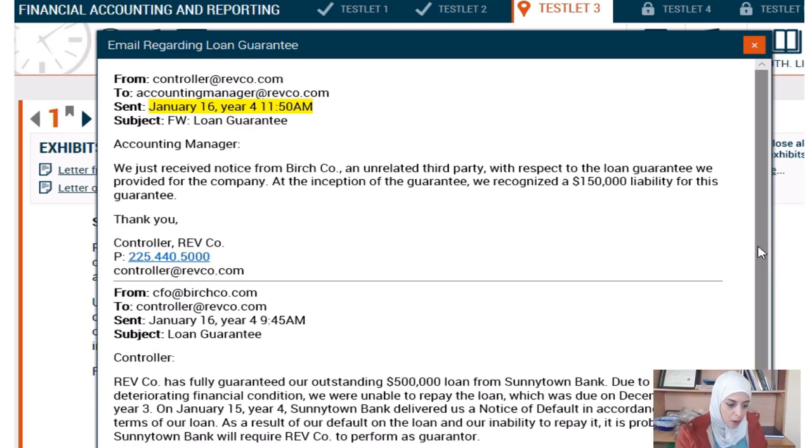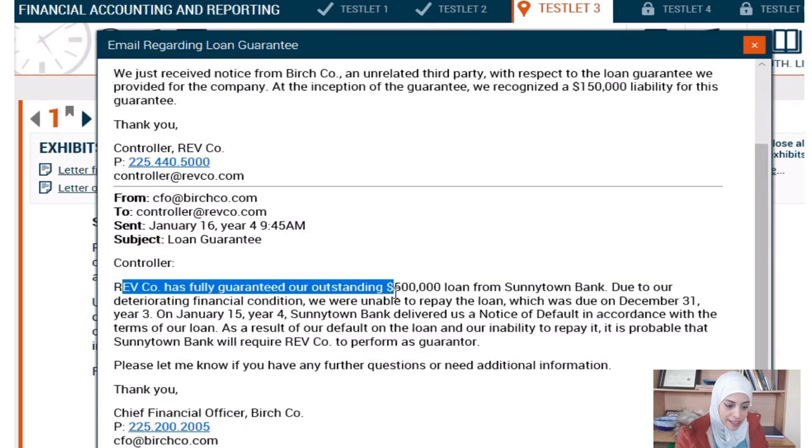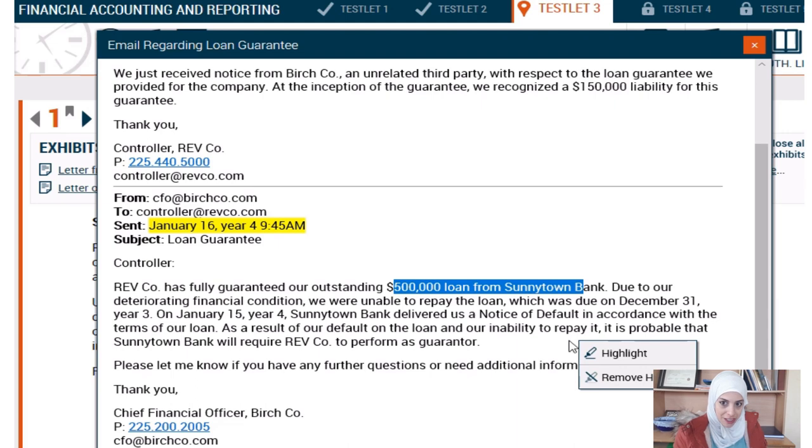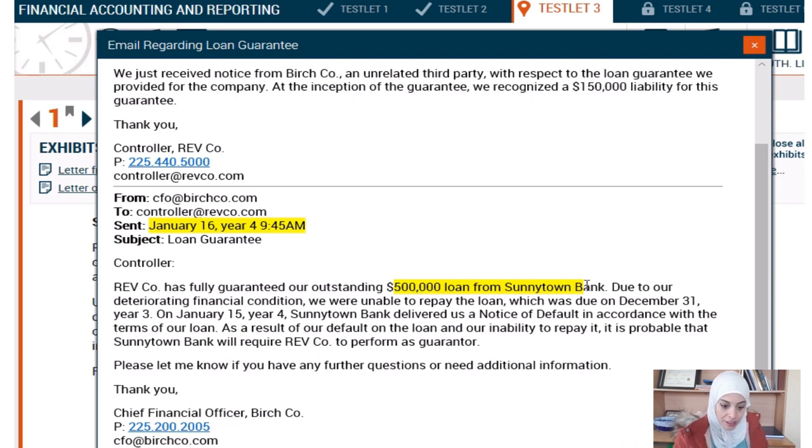It says here in the email, RIF company has fully guaranteed our outstanding 500,000 loan from Sunnytown Bank. So what we understand from this email is that RIF company is guaranteeing a loan for another company. So it's a guarantee here. Due to our deteriorating financial condition, we were unable to repay the loan. So the other company that RIF company is guaranteeing will not be able to pay the 500,000 loan, which was due on December 31, year 3.